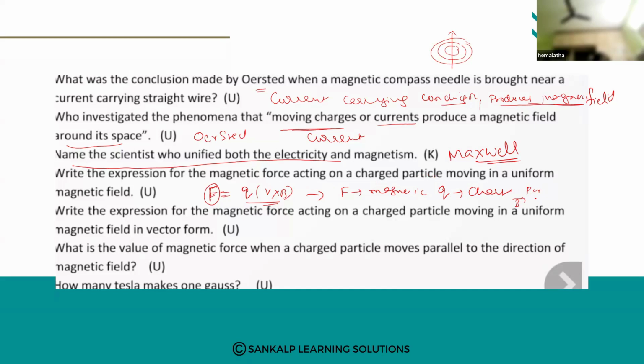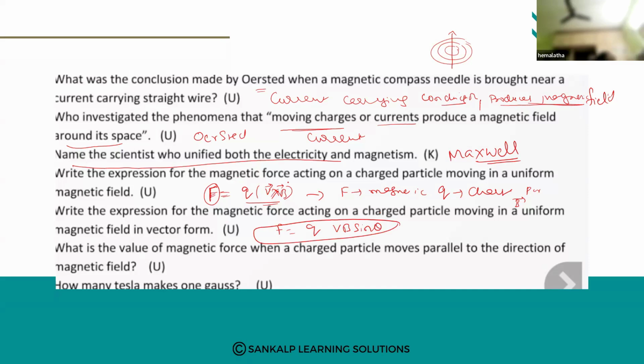Vector form. V is the velocity, and it is V cross B. F is equal to Q into VB sin theta can also be written. Both are possible. But when writing in vector form, it must be written as V cross B.